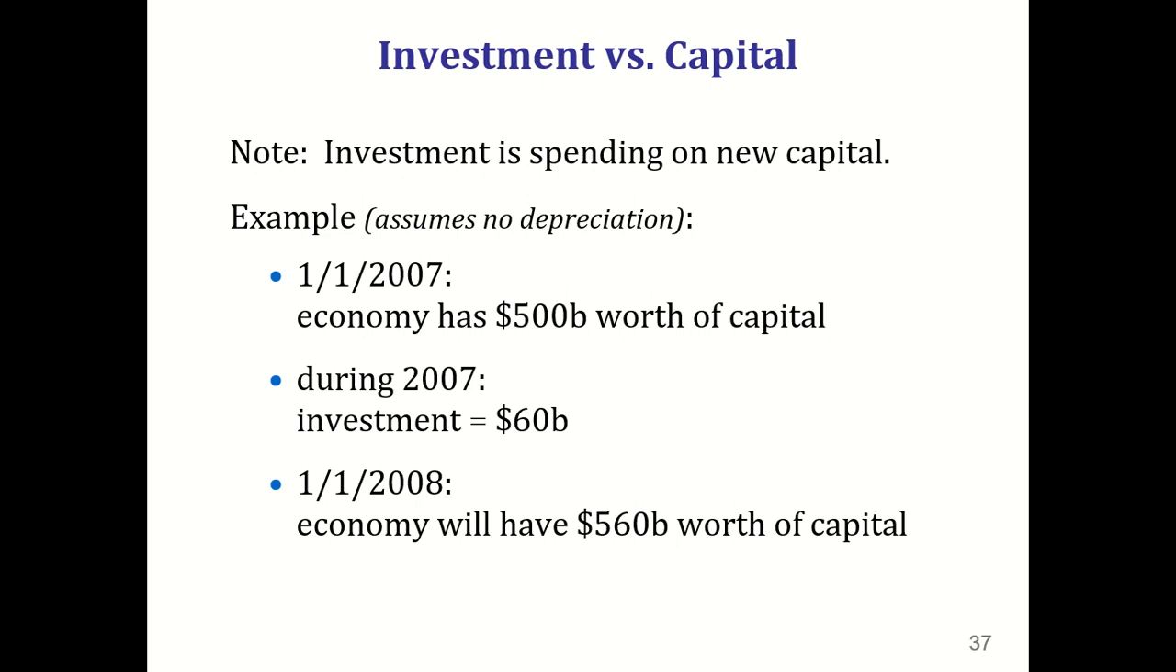Now if I am interested to know how much investment is made during 2007-8, it is nothing but the stock of capital at the end of the period, which is 560, minus the stock of capital at the beginning of the period, which is 500. So it is 560 minus 500, 60 billion worth of investment has been made. So either I take the initial capital stock, add the investment, and get the capital stock at the end of the period, or I take the capital stock at two time periods and take the difference of the two, and I get the investment.